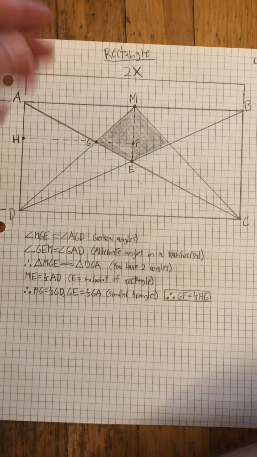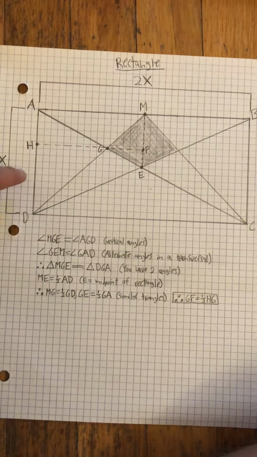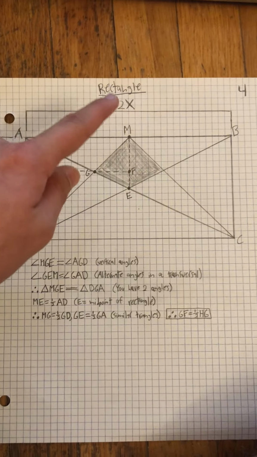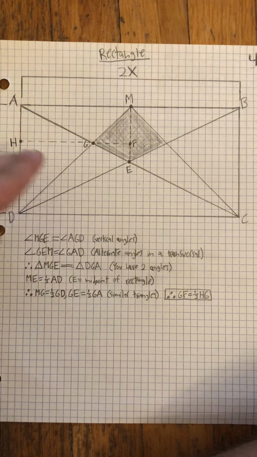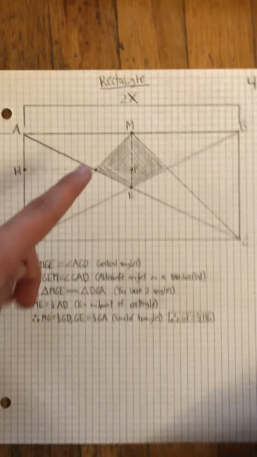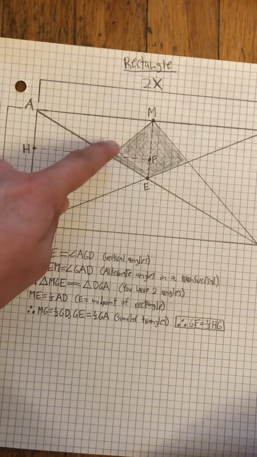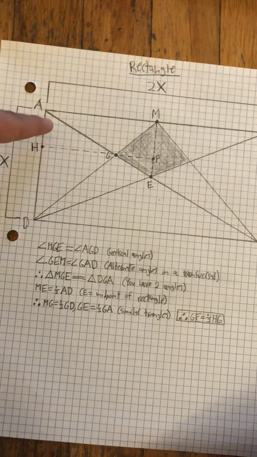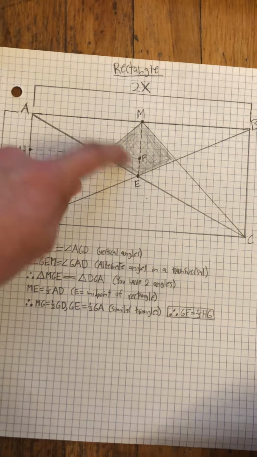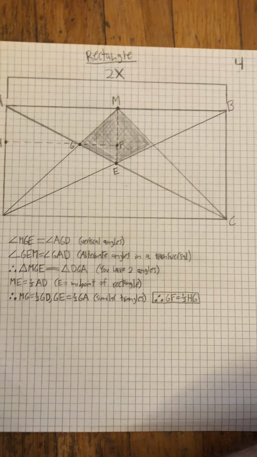If we have a rectangle, say length is 2 times the width, X, 2x. I kept all the same points, A, B, C, D, M, E, F, G, H. All the same principles apply. We know this angle is the same as this one, this one is the same as this one, and this one is the same as this one. Same rules because of alternate angles, vertical angles.